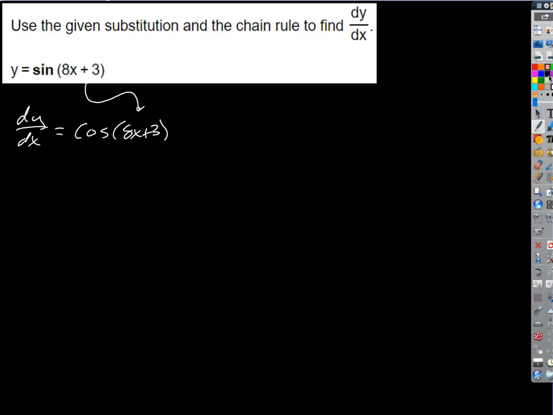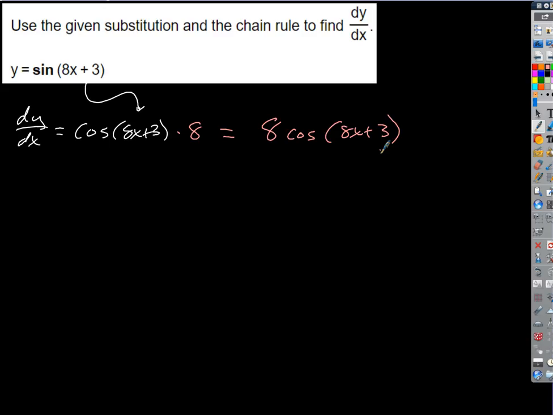Now, we'll go to the next layer. Inside the sine, we've got an 8x plus 3. What's the derivative of that? 8. Okay, so we need 2 links in that chain then, right? Because we have 2 layers. And so our answer, all we would do is put the 8 out front. That's it.